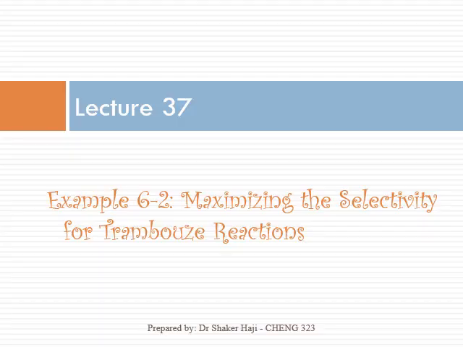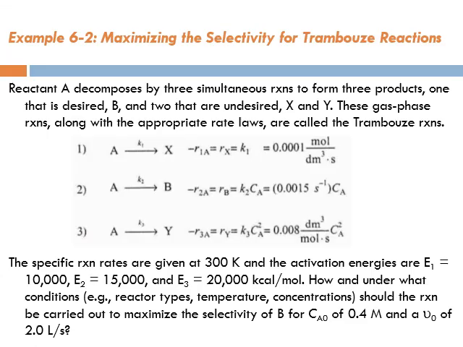Today is going to be our last lecture in chapter 6. Welcome everyone. In this lecture, we're going to only concentrate on example 6.2, which is maximizing the selectivity for Trambouze reactions. So let's see what those Trambouze reactions are.